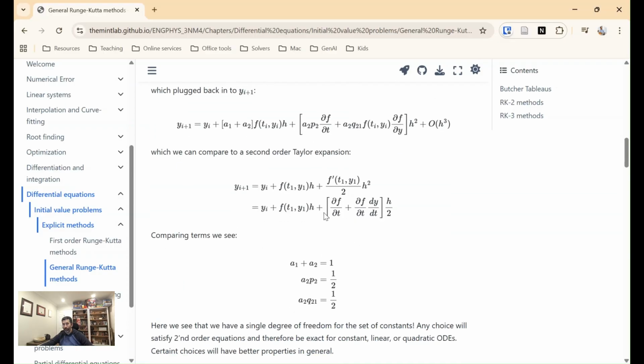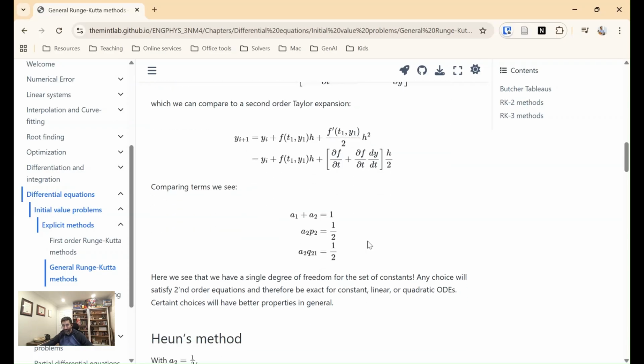So you look, the coefficient of this guy is a1 plus a2. a1 plus a2 is equal to 1. a2 p2 here is equal to 1/2. Note the 1/2 is buried in the h over 2 here. And similarly for a2 q21, the 1/2 comes out again here. Now we have four unknowns, a1, a2, p2, q21. Mind your p's and q's.